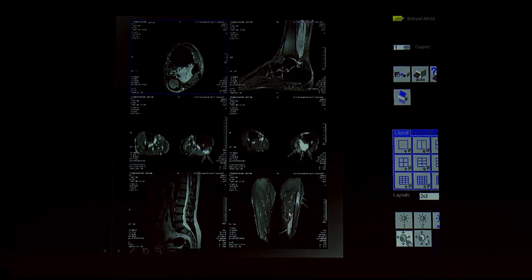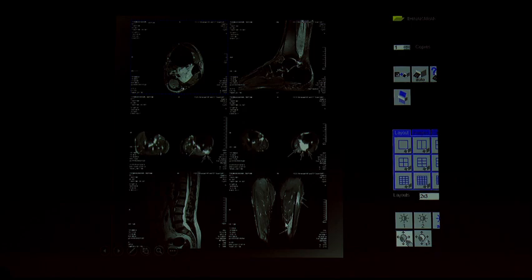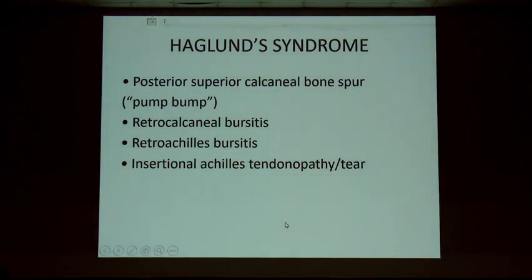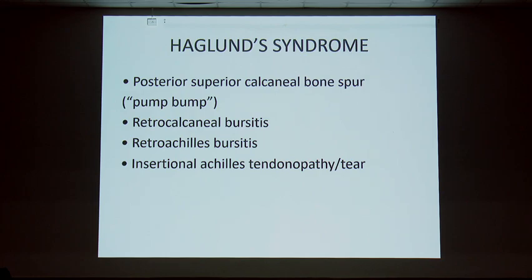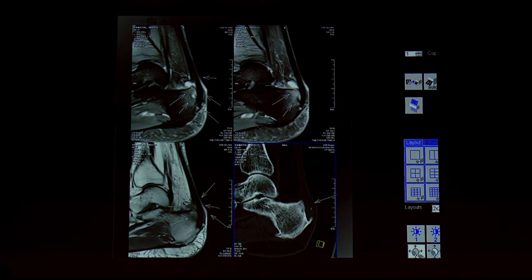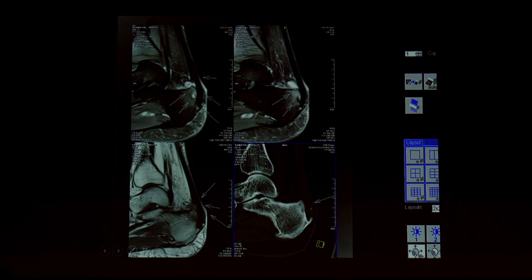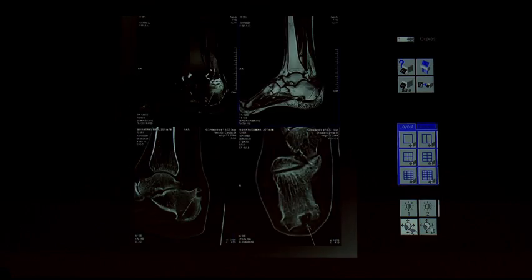Soleus tear, usually it will occur at a little bit higher position. You can see it in the leg areas. There are soleus tear and bright signals within the soleus muscle. Haglund lesion, which I have described, is insertional Achilles tendinopathy with the tear and postero-superior calcaneal spur, retrocalcaneal and retroachilles bursitis. Classical marrow proliferation and enlargement, retrocalcaneal retroachilles bursitis, insertional site degeneration with partial thickness tear. They are all very classical features of Haglund lesion.